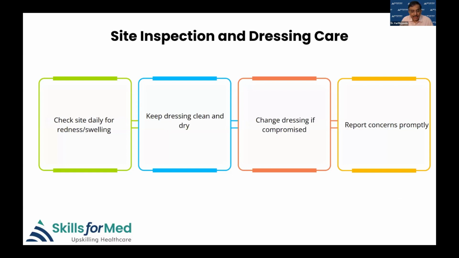So site inspection, again, this was emphasized earlier. Check daily for any redness or swelling. Keep the dressings clean and dry. If the dressings are wet, lifted, or soiled, you have to report it and change it immediately. You cannot put an opaque elastoplast dressing on a central line. You have to use a transparent dressing because that allows you to inspect the site. This is another practice we need to follow strictly: the central line dressing should always be transparent. Next slide.